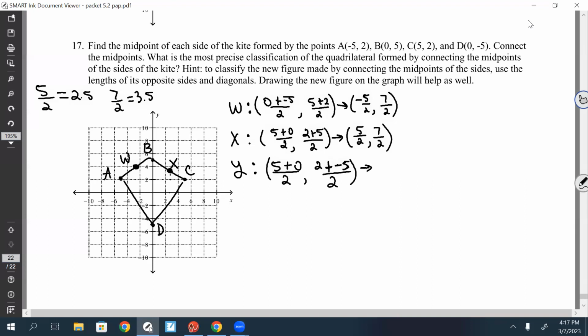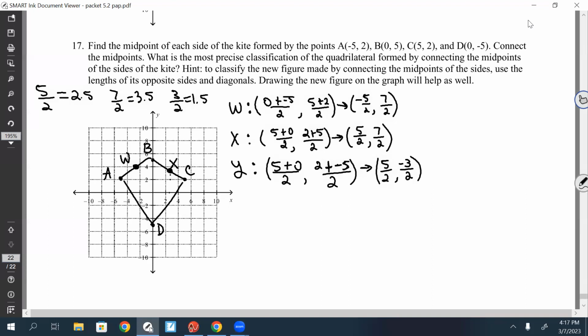So 5 plus 0 is 5, so we get 5 over 2. And then 2 plus -5, that's -3, so it's -3 over 2. So there's our other one, 3 over 2, that's 1.5. So that just can help you plot a little bit easier.